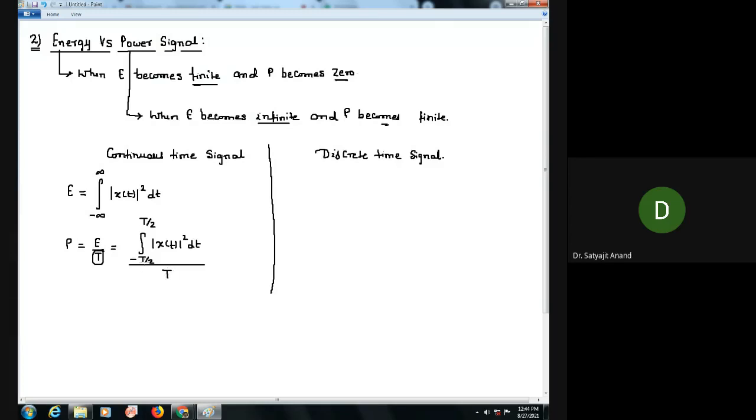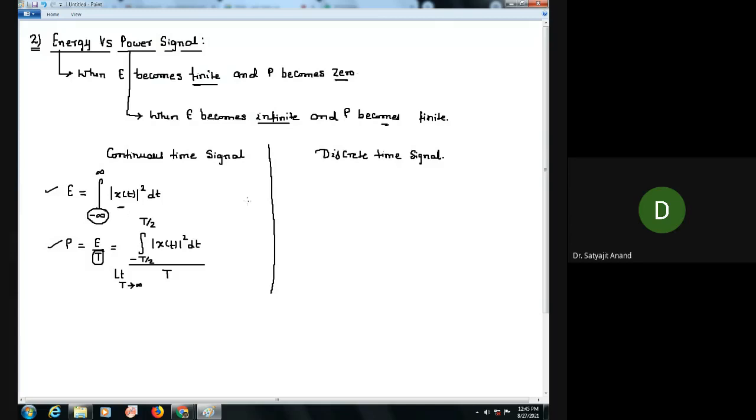But in this expression the lower limit is minus infinity, and I want this to approach infinity. So in mathematics you simply apply the limit T tends to infinity, students. That depends on the function x(t): first we solve it, and then we apply T tends to infinity, and see whether the power is finite or infinite. This is the general equation for continuous time signal for energy, and this is for power.